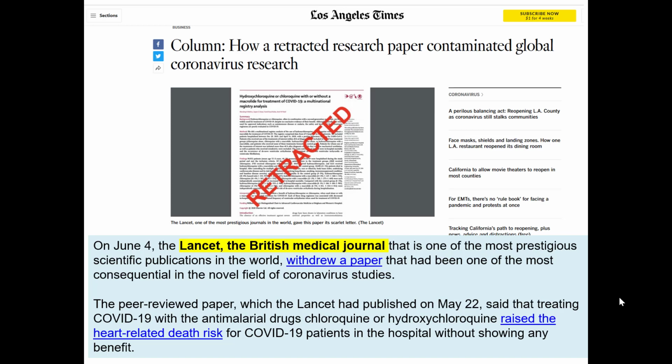One of the examples I can mention as a pseudoscience is a recent publication in one of the most important British medical journals, which is called Lancet. In this journal, it was published that the treatment of COVID-19 with the drugs chloroquine and hydroxychloroquine raised the heart-related death risk for COVID-19 patients in the hospital without showing any benefit.